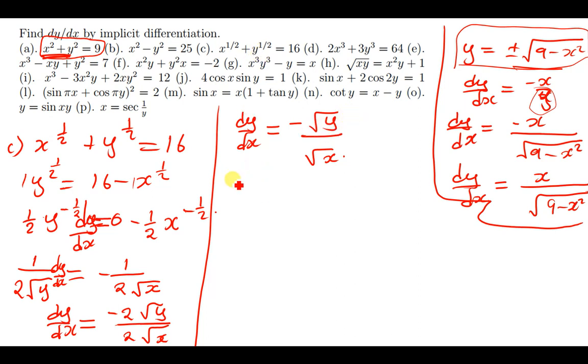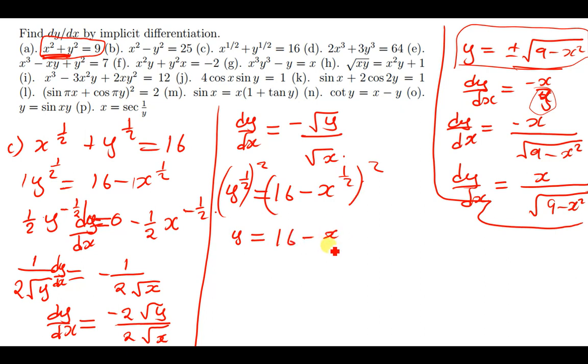So if they want dy dx to be a function of x, you always have to make y the subject there. So if we make y the subject, we have y to the power half is equal to 16 minus x to the power half. And then from there, we can square both sides to get rid of the half. So when you square both sides, you're going to have y is equal to 16 minus x to the power half, and x to the power half is just the same as the square root of x. Then we have this squared. So we can replace this value of y while there is y there.